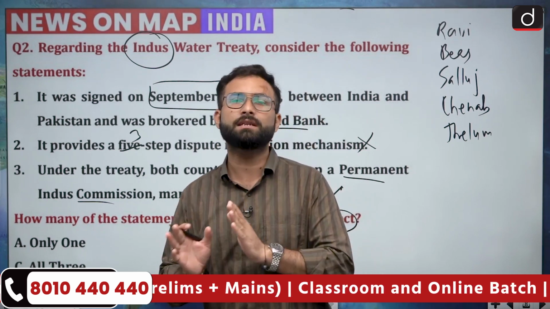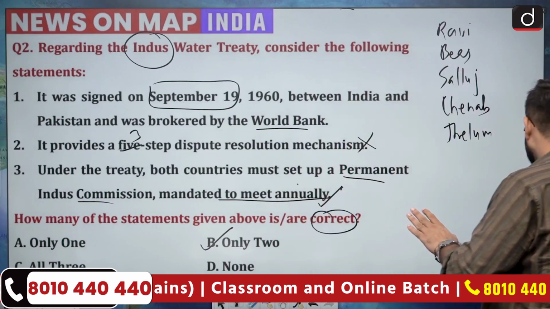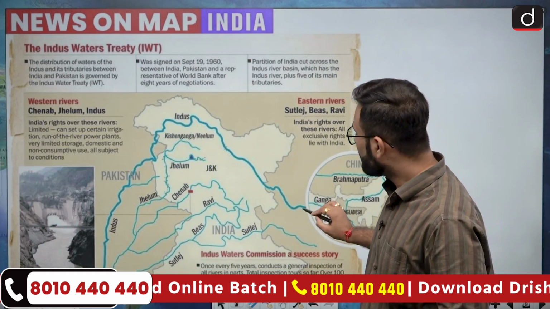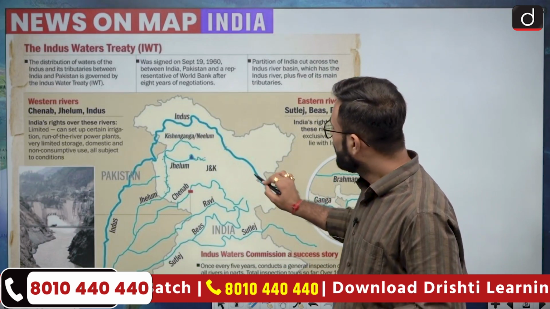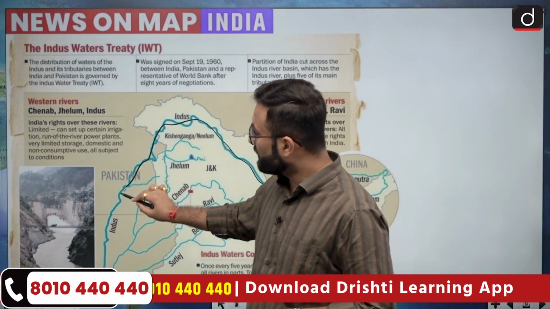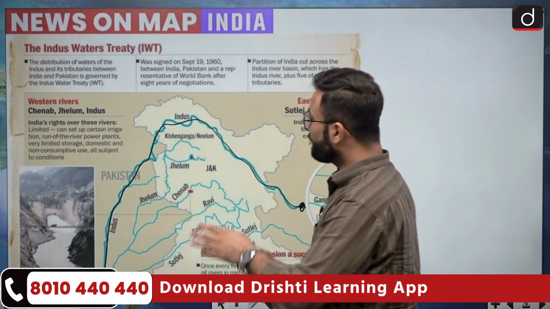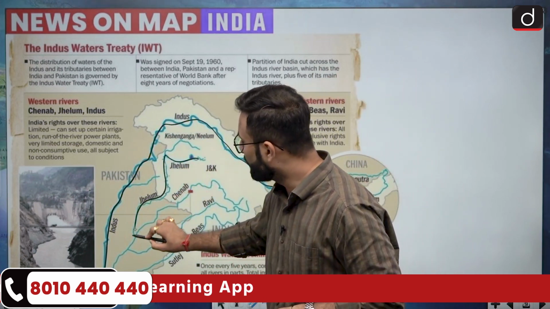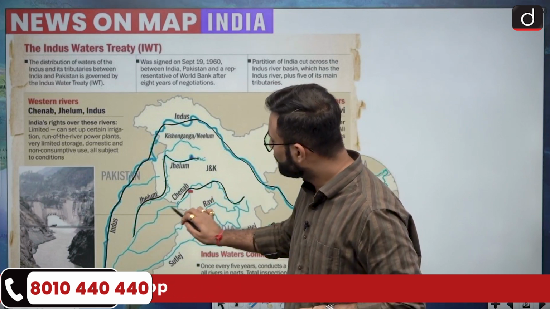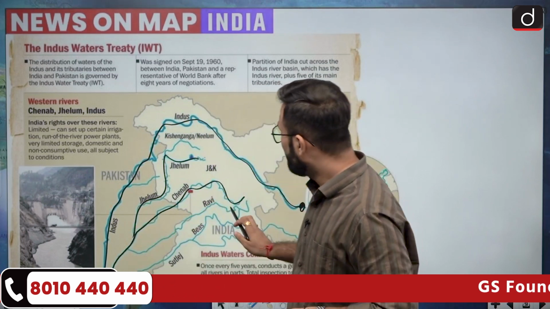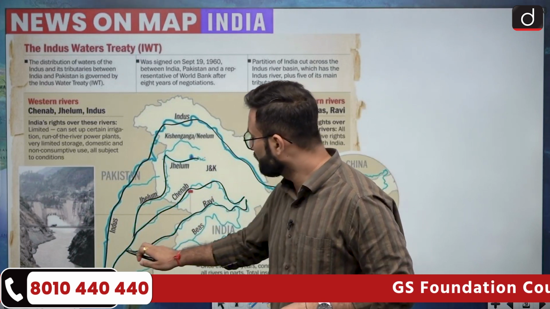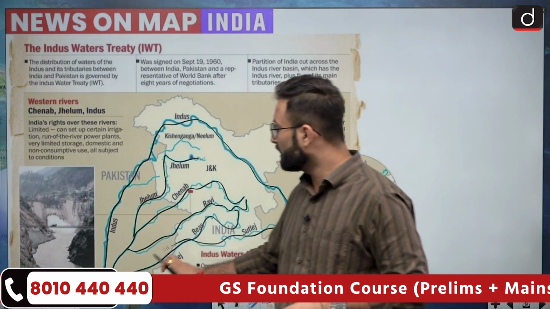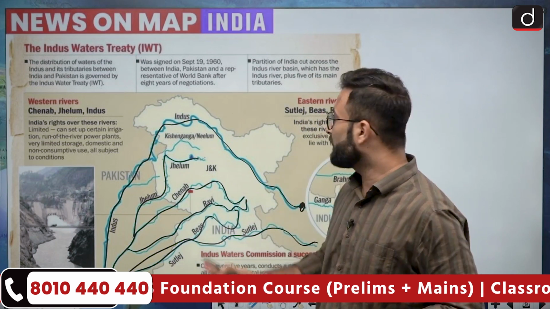Considering that this treaty was in news, now let's talk about what this treaty is saying. If you look at this picture, the Indus starts somewhere over here, then comes to India, then moves into Pakistan, and ultimately goes to the Arabian Sea. There are other tributaries. Here you can see this is your Jhelum, then here we have Chenab, then we have Ravi, here we have Byas, and from here we have this Satluj. So these are the tributaries.